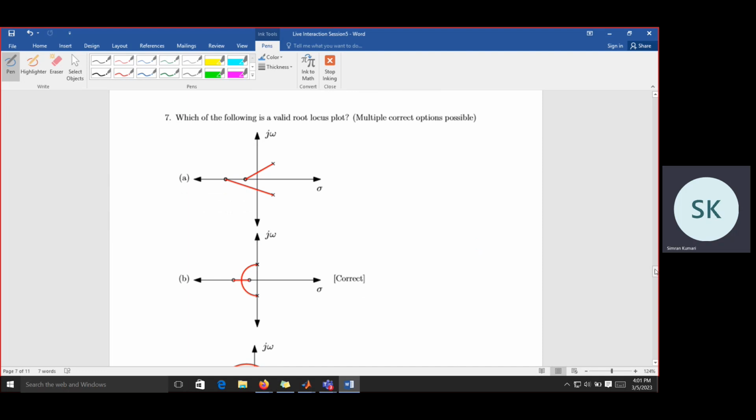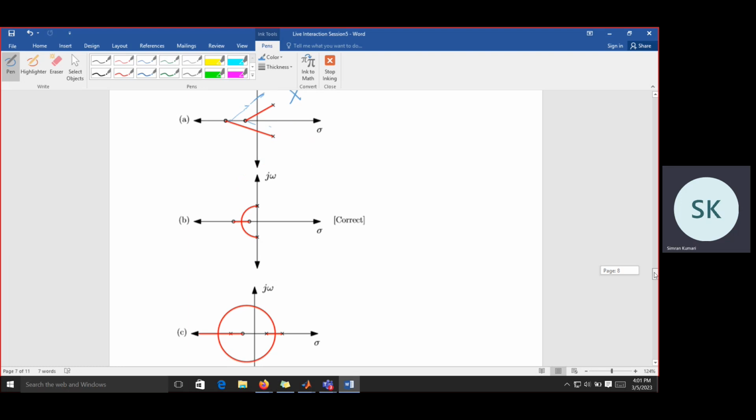So this is the next one, and it says that we have to find the valid root locus plot. So if we see plot 1, does this seem valid? What do we know about a root locus plot? That it should be symmetric about the real axis. If we see this one, if it is like this, then it should also have one part of the root locus which should be symmetric to this one, like this. But it's not there, so this is not a correct root locus.